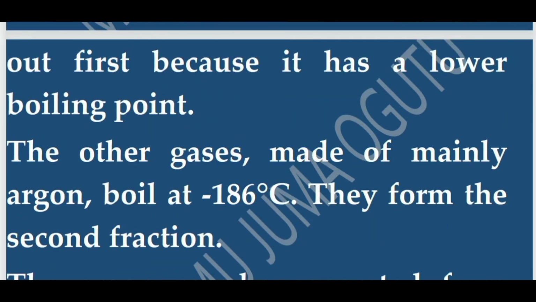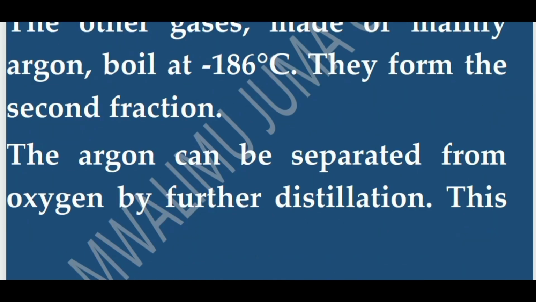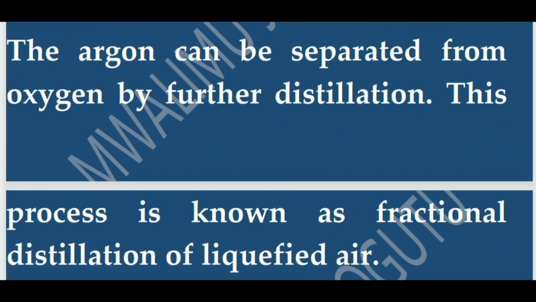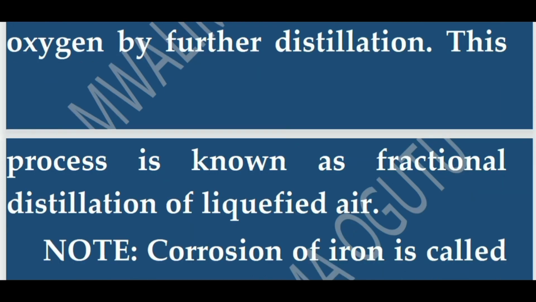The other gases, made mainly of argon, boil at negative 186 degrees. They form the second fraction. Now the second fraction, we are having argon. So the argon can be separated from oxygen by further distillation. So this process is known as fractional distillation of liquefied air.